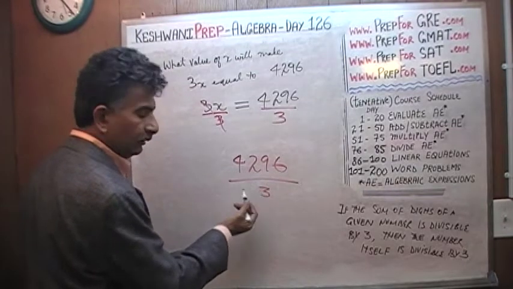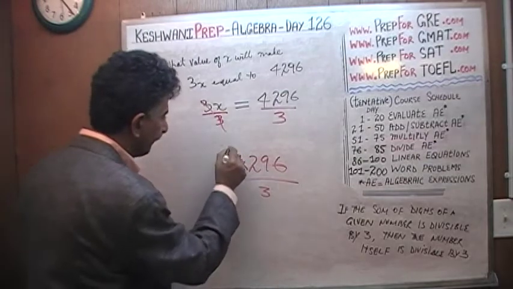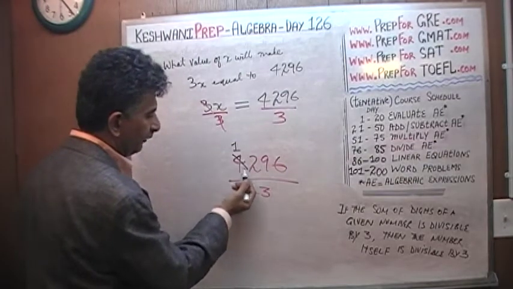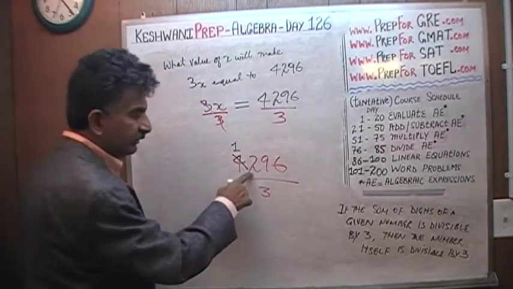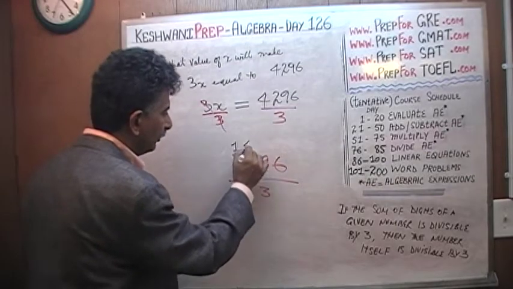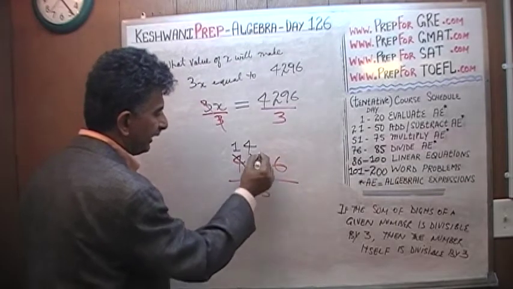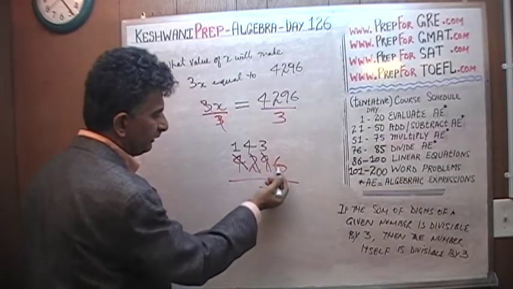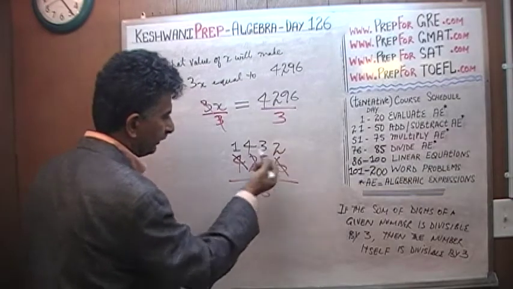So how many 3's in a 4? 4 has 1 3. The remaining one goes here and becomes 12. How many 3's in 12? 12 has 4 3's. How many 3's in a 9? 9 has 3 3's. How many 3's in a 6? 6 has 2 3's. There you go, that's your answer.